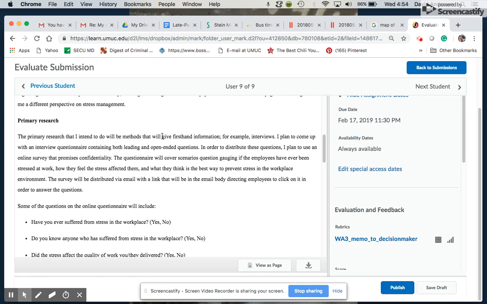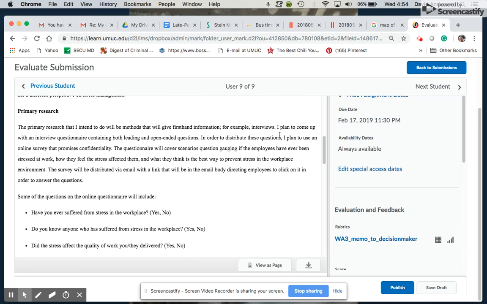In primary research, you can use the first person. The primary research I look to conduct are examples, questionnaires, and is there anything else? A survey. The examples will interview current employees. Be careful with leading and open-ended questions, because that makes it difficult to control your data.